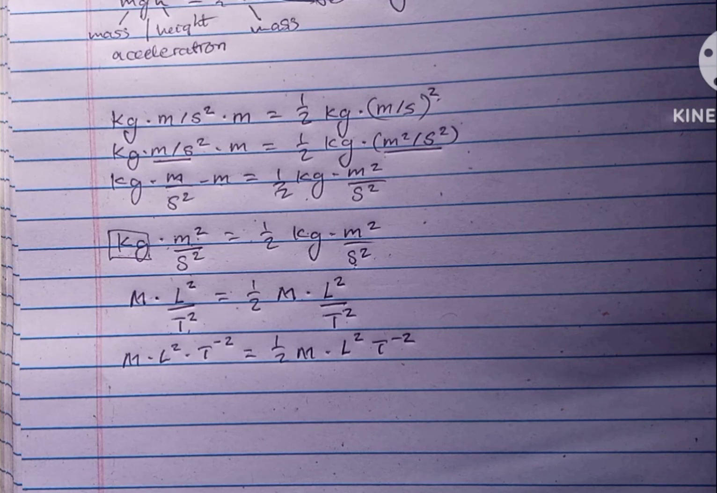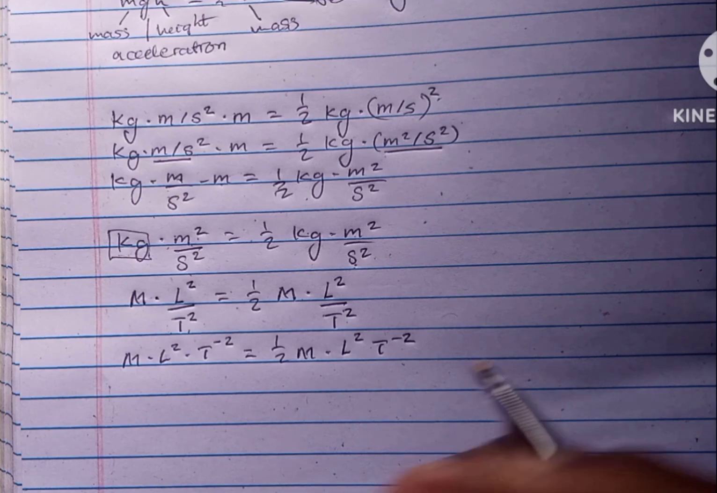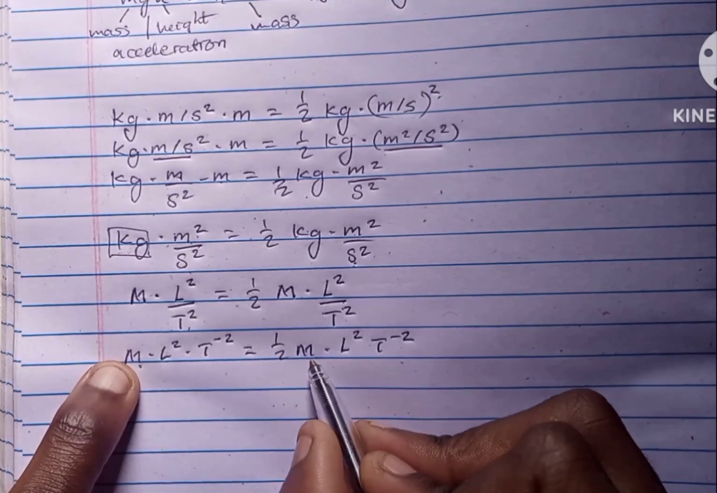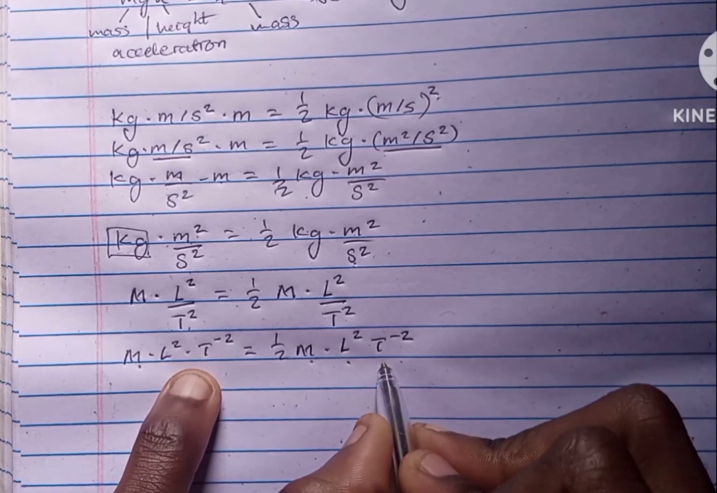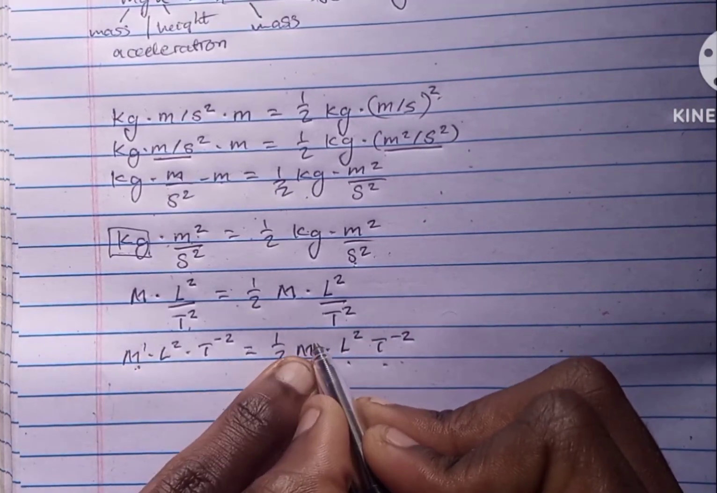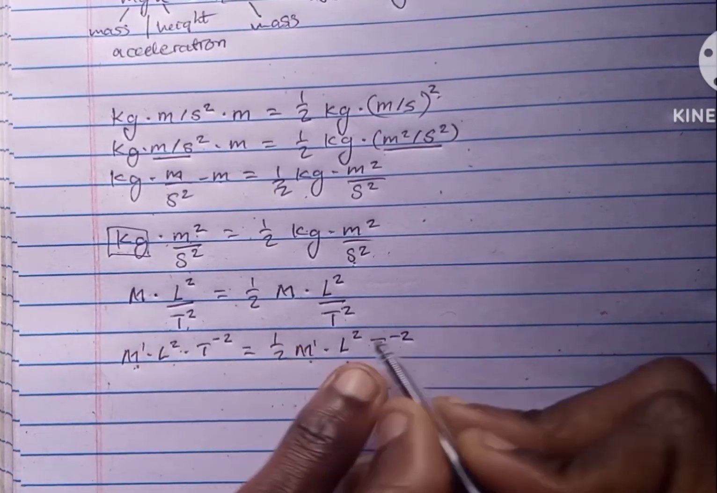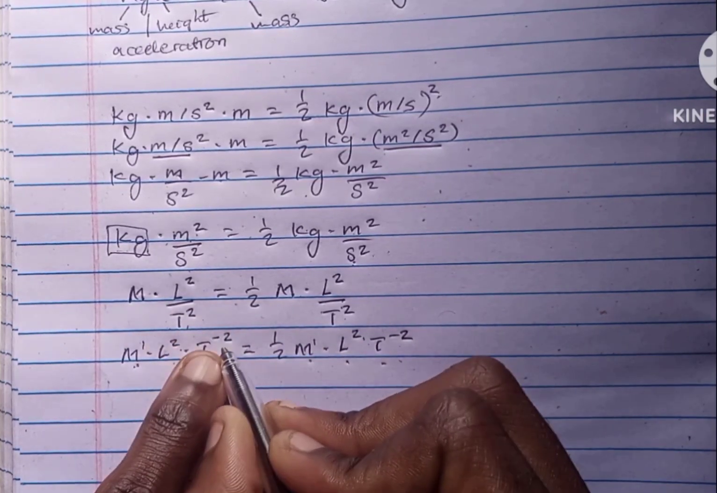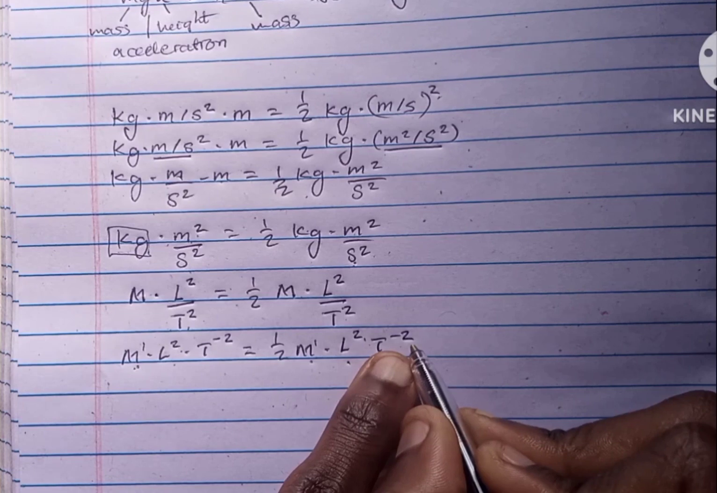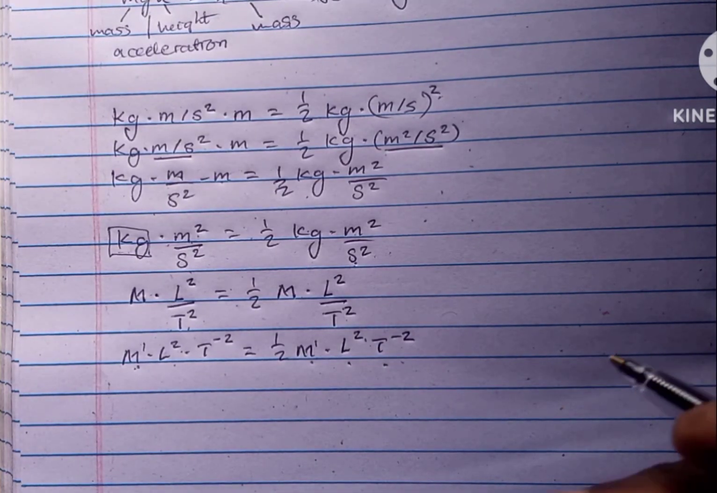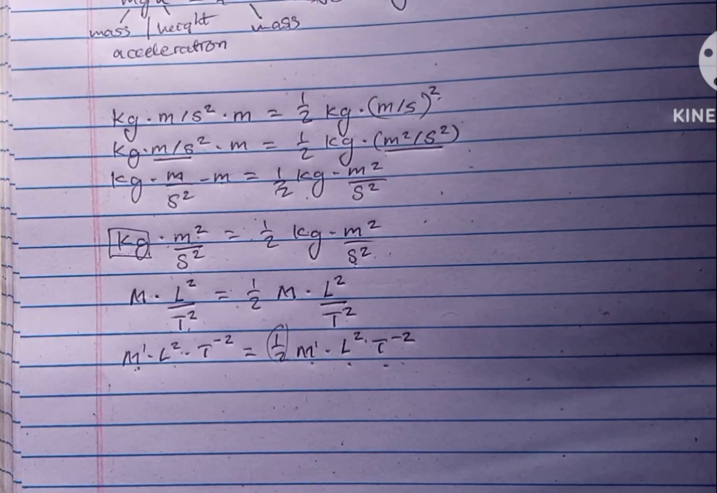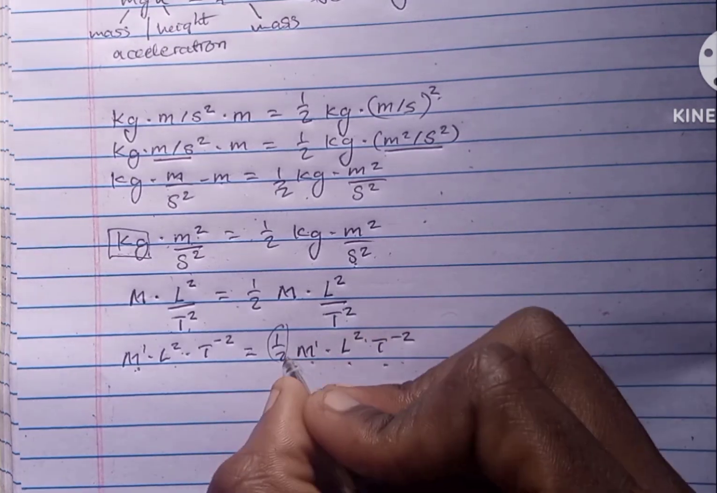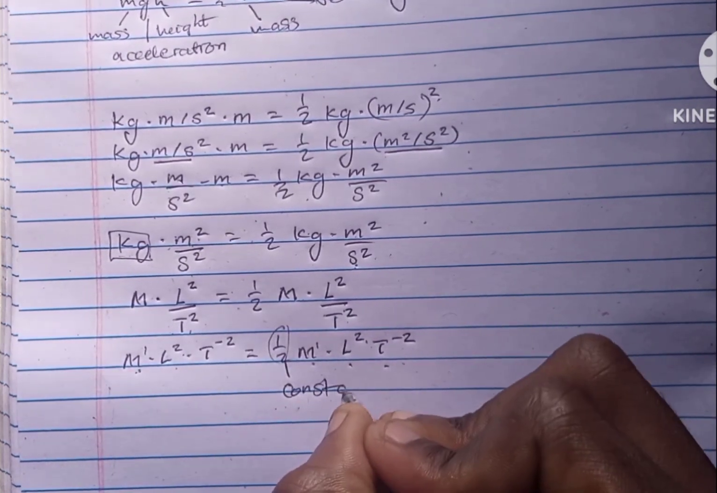So is this equation dimensionally correct? Does this equation have the same dimension on both sides? We have the dimension M here, dimension M here, dimension L squared here, dimension L squared here, dimension T here, dimension T here, and M here is raised to the power 1, M here is raised to the power 1, L here is raised to the power 2, L here is raised to the power 2, T here is raised to the power minus 2, T here is raised to the power minus 2. So this equation is dimensionally correct. This 1 over 2 has nothing to do with an equation being dimensionally correct or not. So this 2 is actually a constant number.